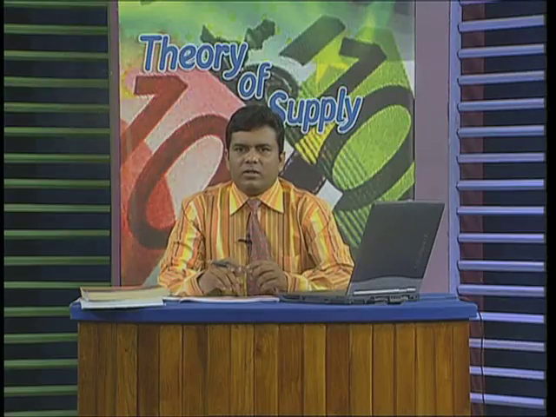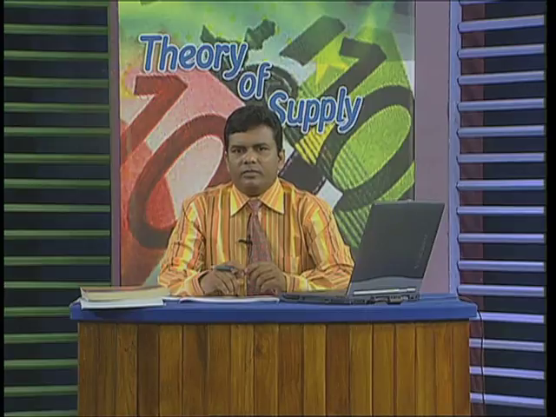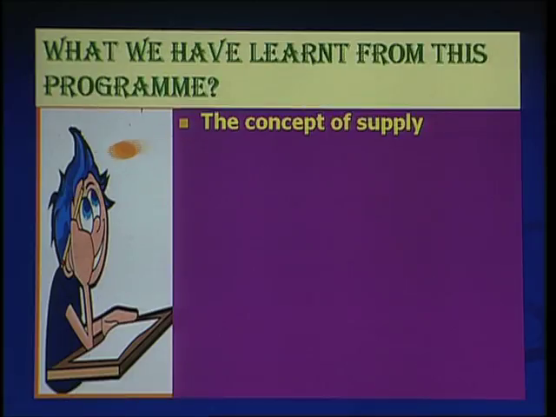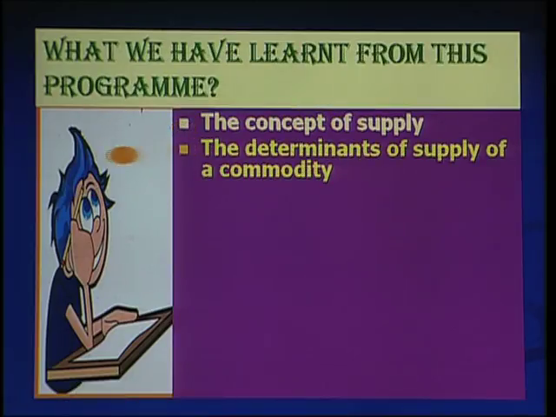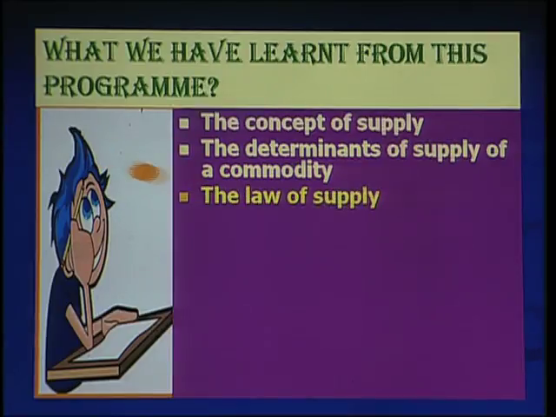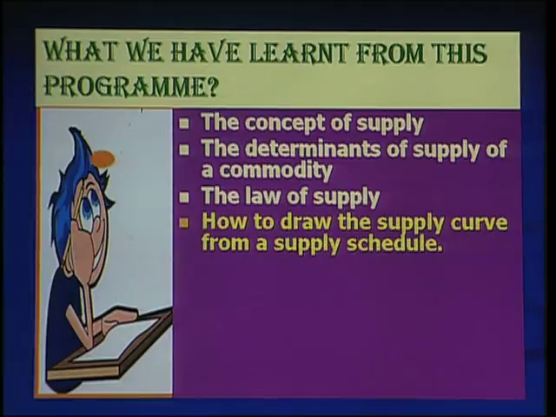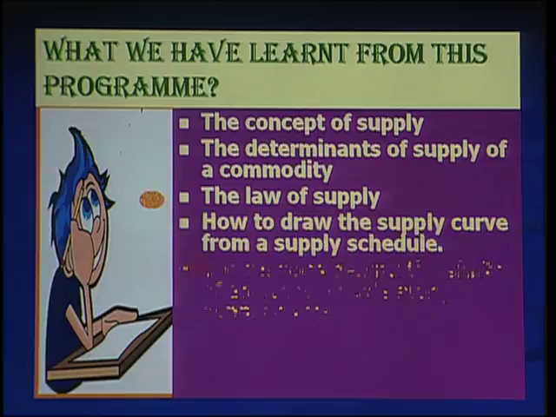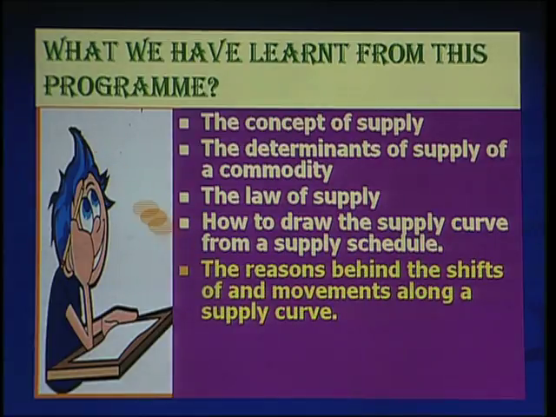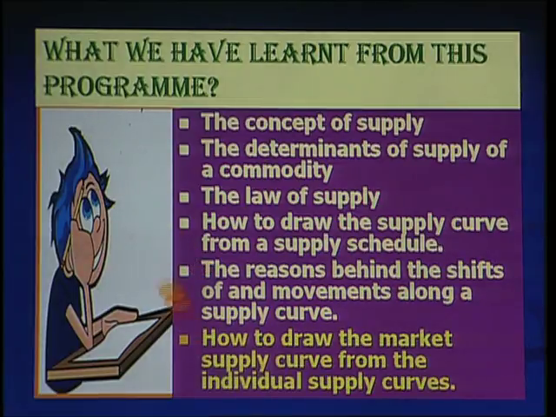Dear learners and viewers, what have we learned from this program? We have learned the concept of supply, then we learned the determinants of supply of a commodity, then we learned the law of supply, then we learned how to draw the supply curve from a supply schedule, then we learned the reasons behind the shift of and movements along a supply curve. Finally, we learned how to draw the market supply curve from the individual supply curves.